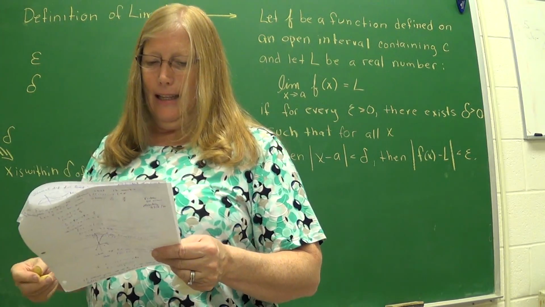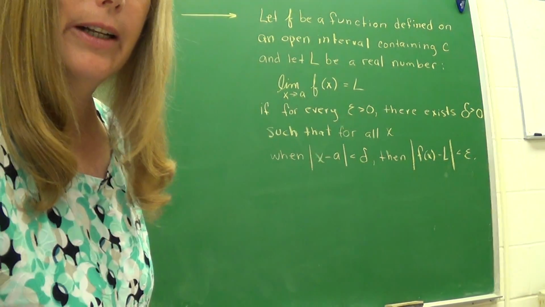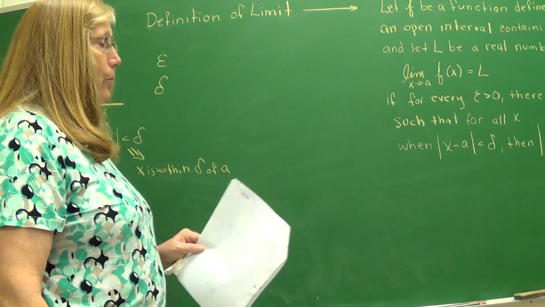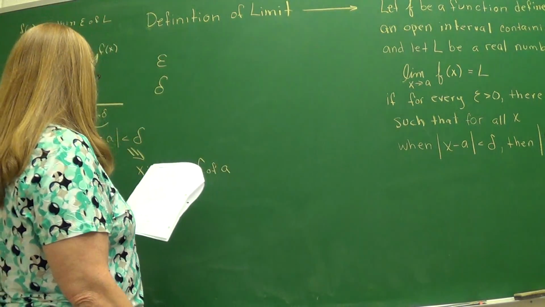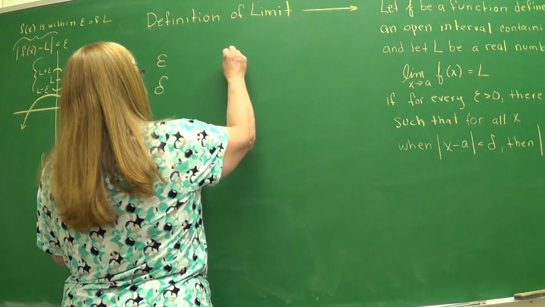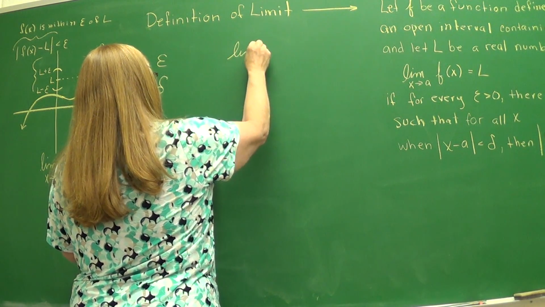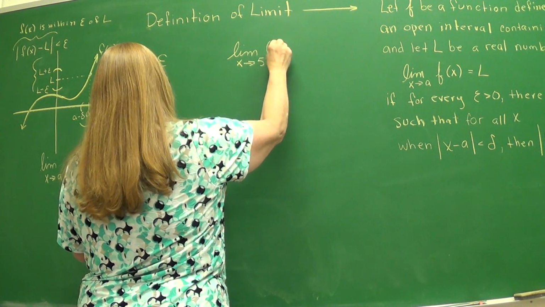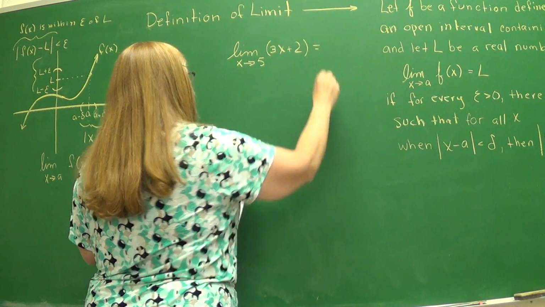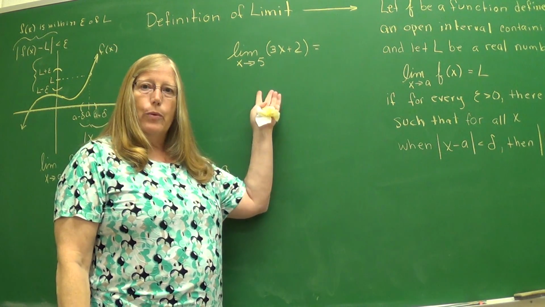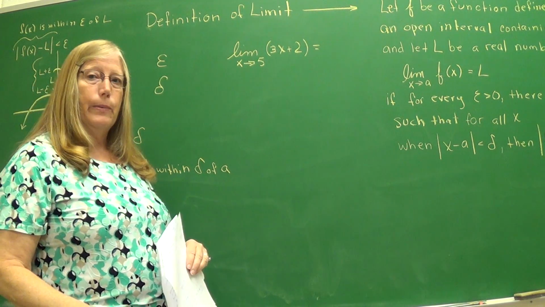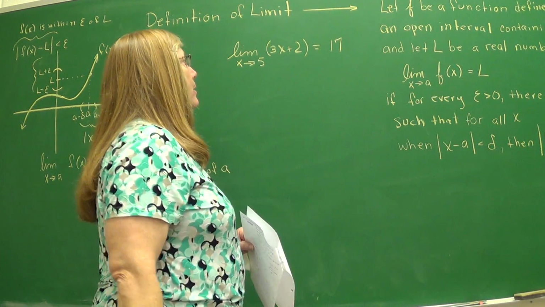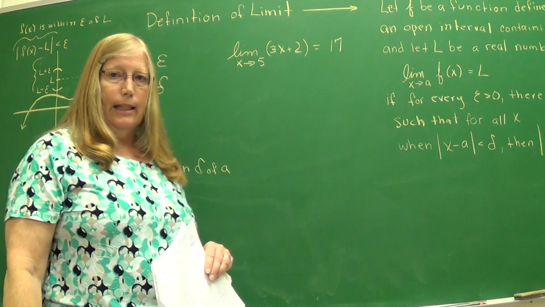All right, let me show you an example, and it won't really hit home until you're able to do your own examples. So I'll do one and see if you can do one. Using the definition of limit, let's prove that the limit as x approaches 5 of 3x plus 2 equals what we think it is. So this is straightforward substitution. When we put 5 into 3x plus 2, we get 17. So now I'm going to use the definition of limit to prove that 17 is indeed the limit.